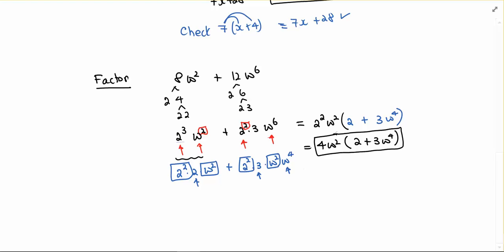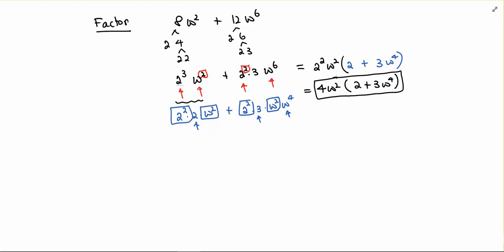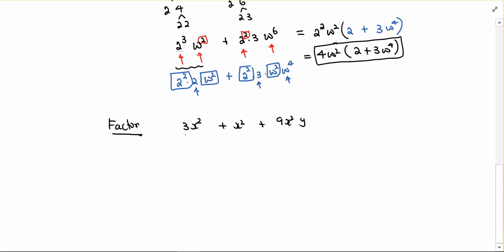So let's do one more GCF problem. So factor 3x squared plus x squared plus 9x squared y. So 3 doesn't break apart, that's it. x squared, x squared, x squared. This one here breaks, so it's 3 times 3. Okay, so let me write it as 3x squared plus x squared plus 3 squared x squared y.